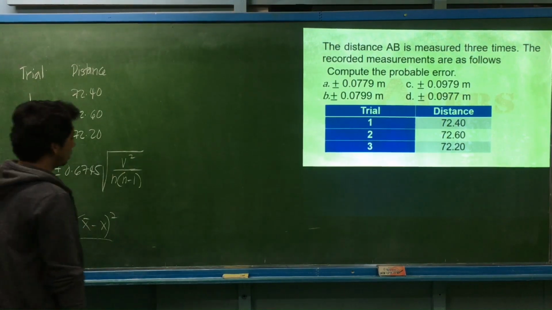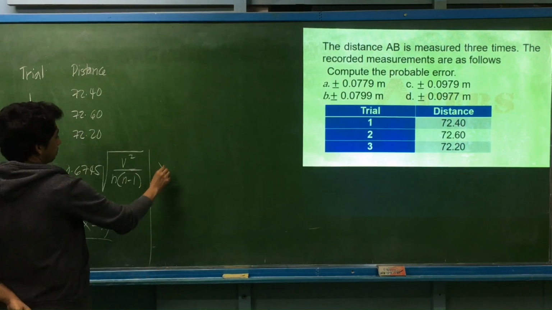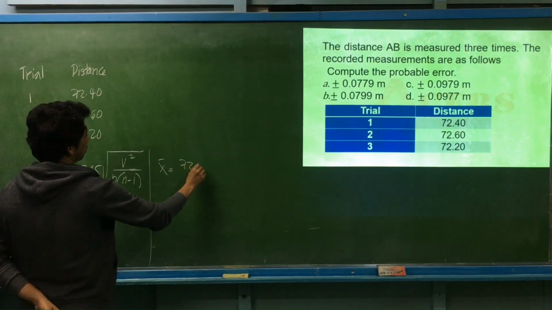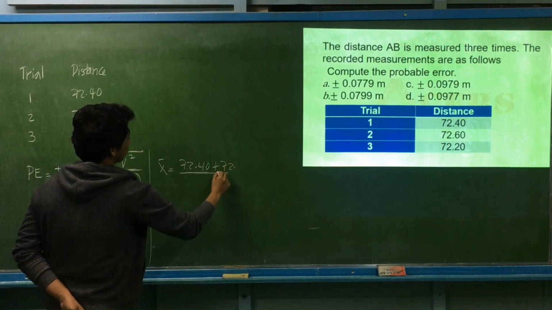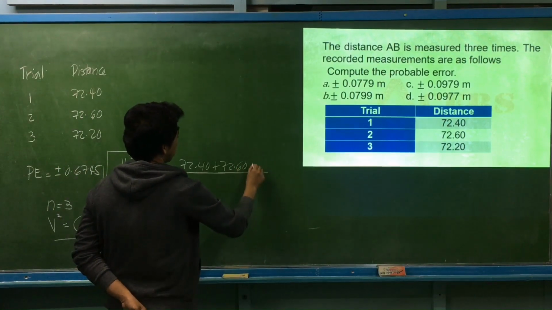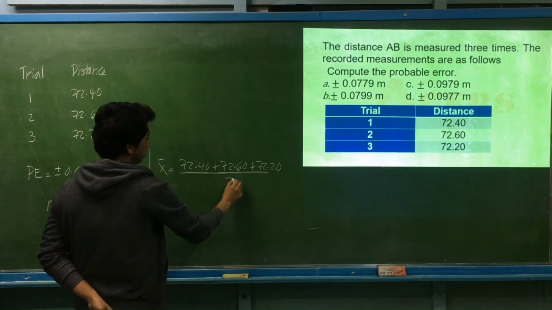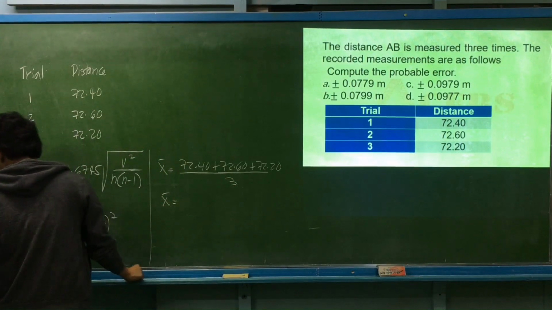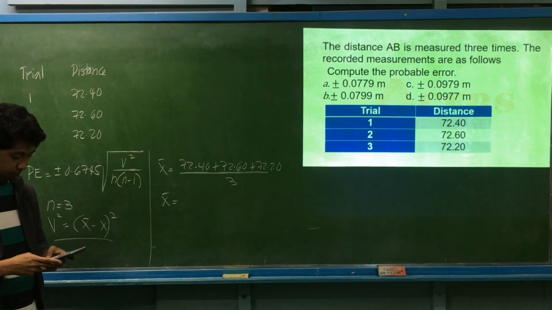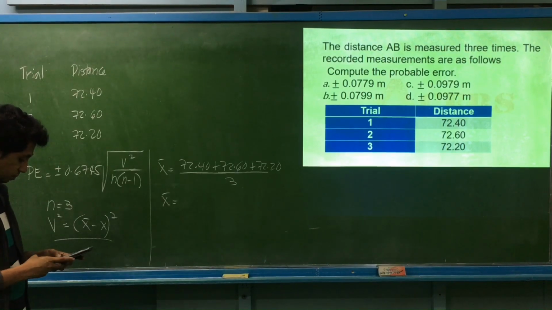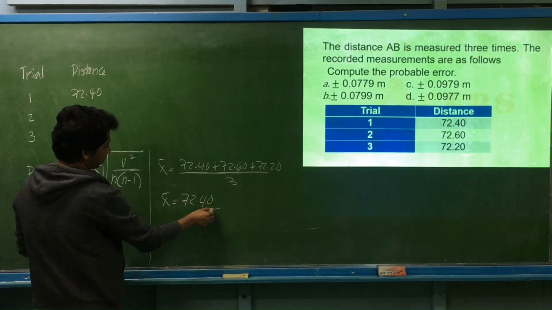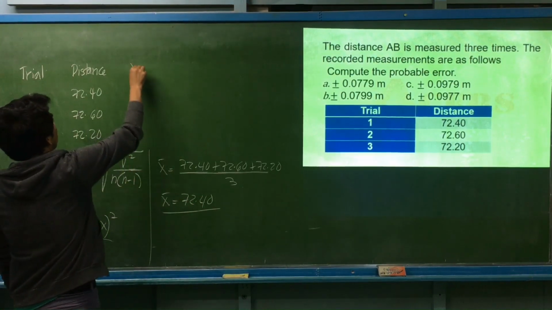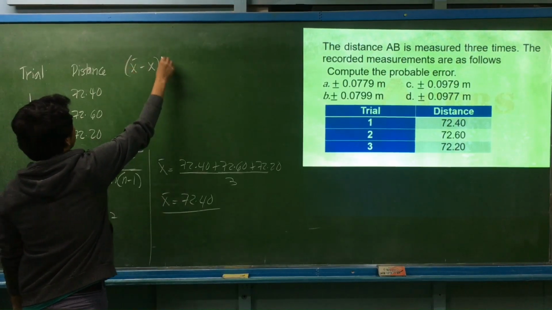So kukunin natin yung average. We have the mean, that is equal to 72.40 plus 72.60 plus 72.20, averaging divided by 3. So we're having a mean, average, so the average will be equal to 72.4. Okay? Then kunin natin yung equivalent of mean minus the distance squared.